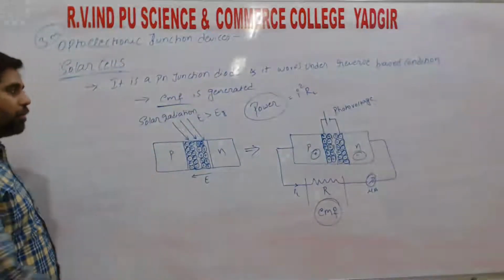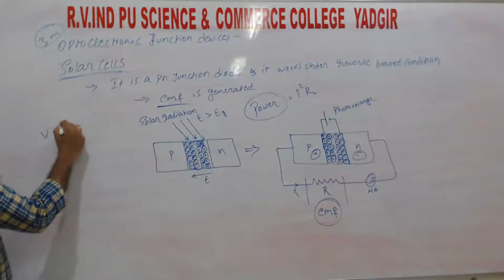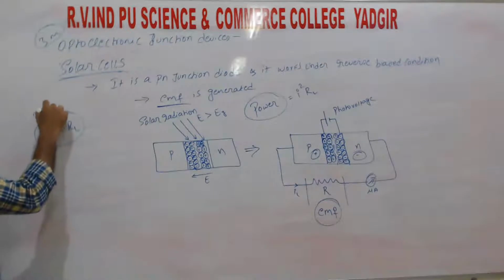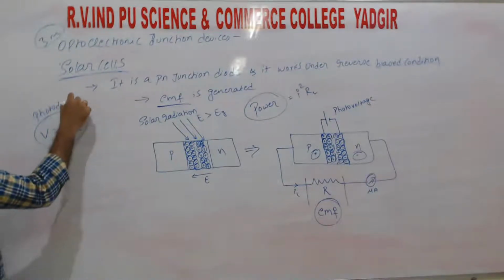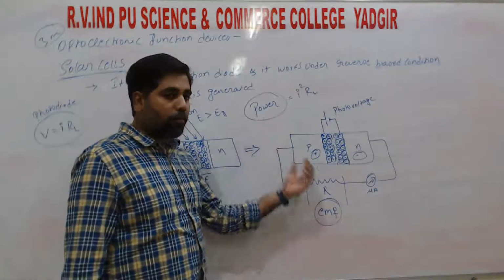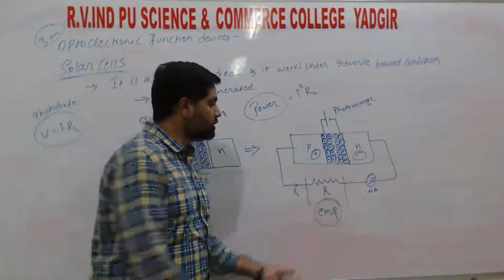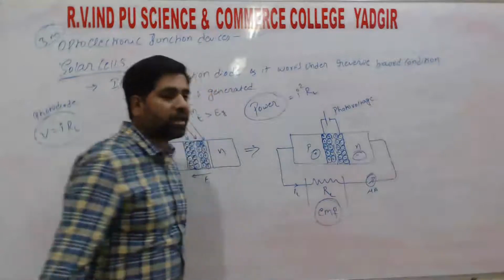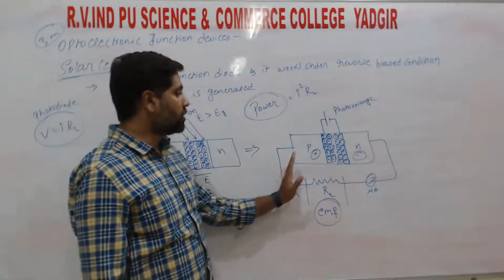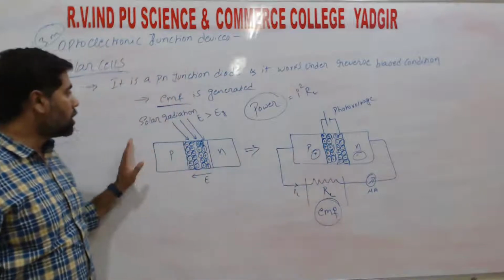So in photodiode we are obtaining the voltage, that is IRL, right? So this is in photodiode, right? So in solar cell we are obtaining the power. That one is the EMF across this resistance. So that resistance is the load resistance RL, right? So this is the principle of the solar cell.